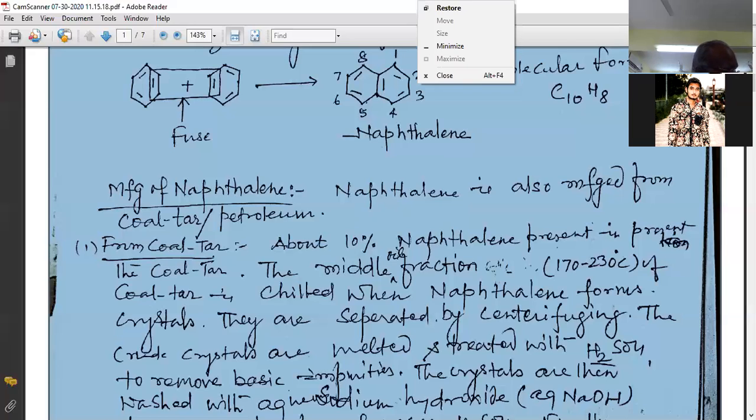And we can manufacture naphthalene also from petroleum. The middle distillates of petroleum, after catalytic cracking, give naphthalene along with methyl naphthalenes. Means we do the catalytic cracking and naphthalene is obtained with methyl naphthalene also as an impurity, which is removed by dealkylation on heating at 600 degrees centigrade in the presence of hydrogen.